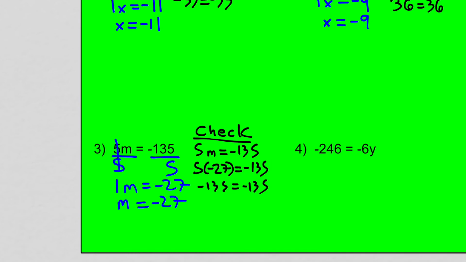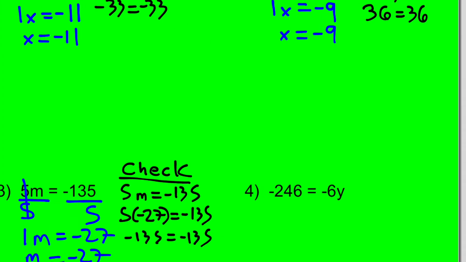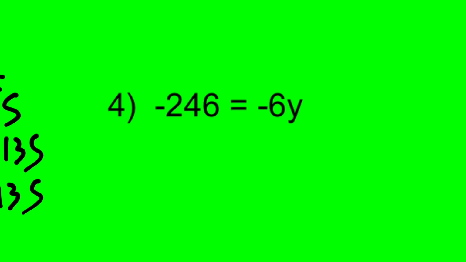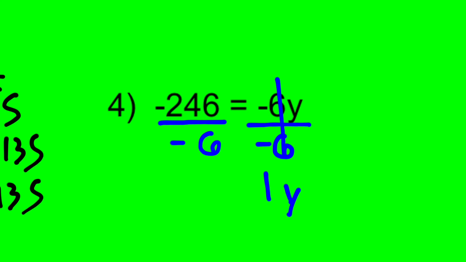Let's take a look at one last one. Same idea as the other ones, but you'll notice the variable is on the other side of the equal sign, right? So I'm going to do negative 246 equals negative 6y. Well, I want to show the value of positive 1y. The way I do that is dividing this side of the equal sign by negative 6. And then to keep the equality, do the same thing to the other side. Well, I know negative 6 divided by negative 6 is positive 1y equals, and I have to do negative 246 divided by negative 6.